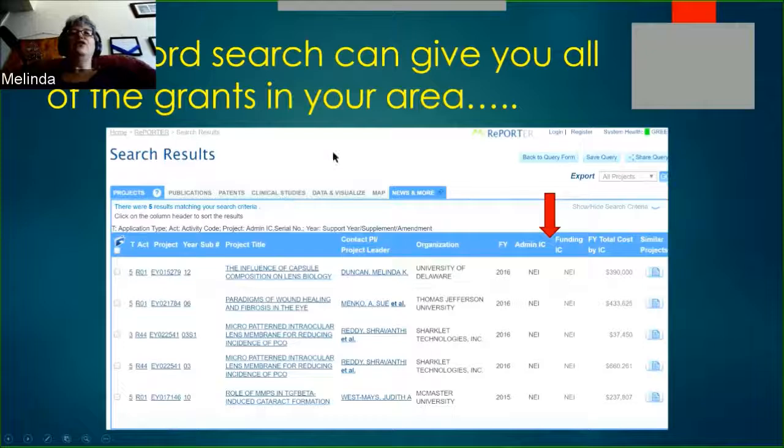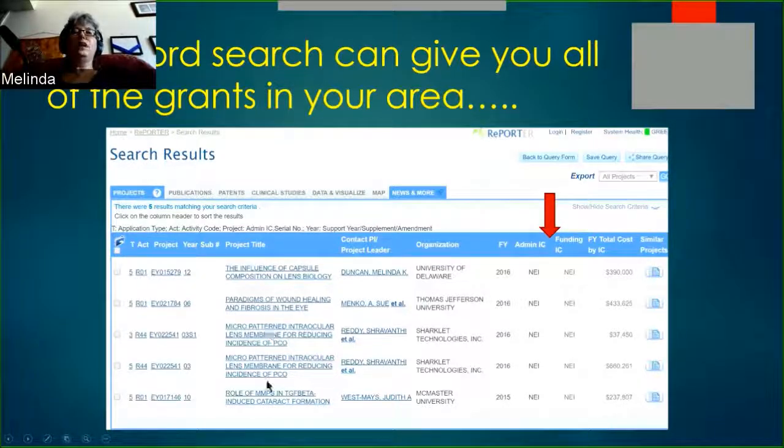I did this search on a condition called posterior capsular opacification because that's what I'm currently funded to do. And I did this search last year, so it's only giving me fiscal year 16 results. And it turns out that the National Eye Institute of the National Institutes of Health funds 5 projects studying posterior capsular opacification. And these are the 5 projects.